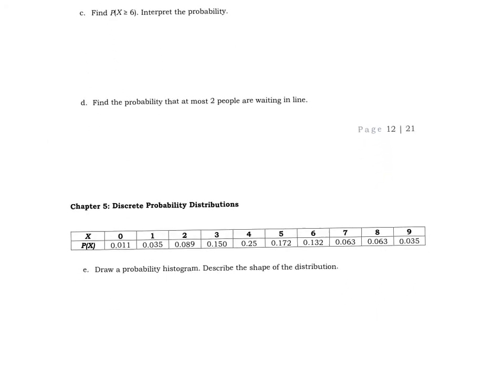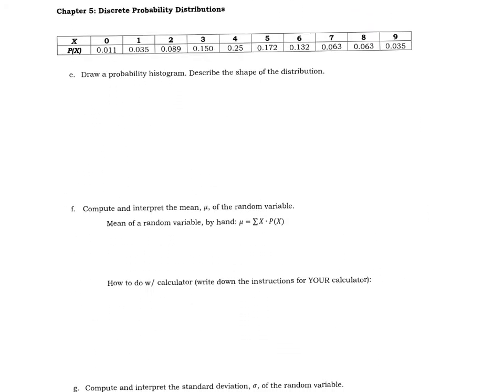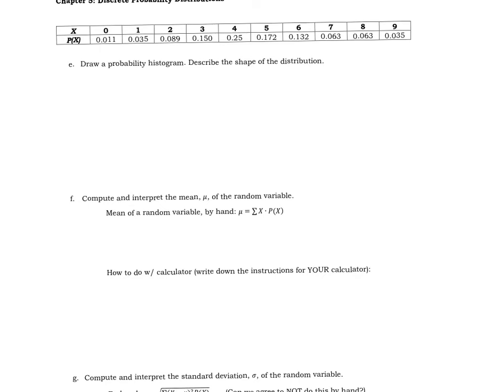All right, same scenario, just more questions. Part E: draw a probability histogram and describe the shape of the distribution. So we have made histograms before. This is nothing new or unusual for us, but we've not done a probability histogram. So very similar in terms of what we've done in the past.